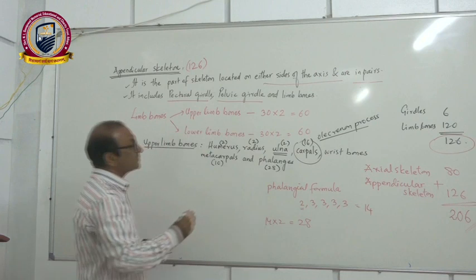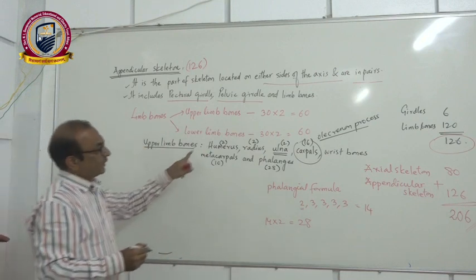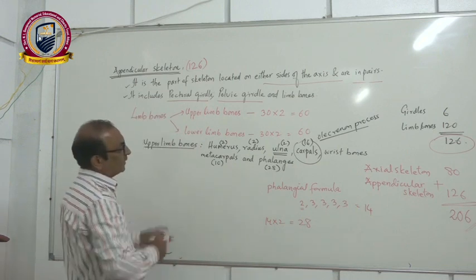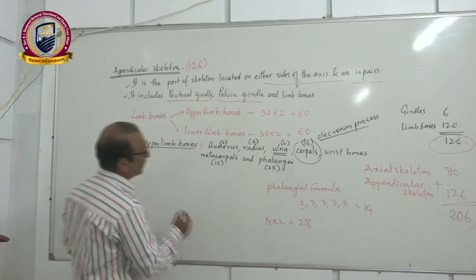Now add up all these: 2 plus 2 plus 2 plus 16 plus 10 and 28. How much?